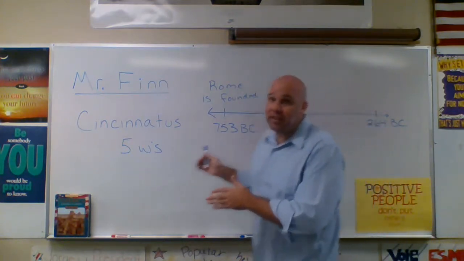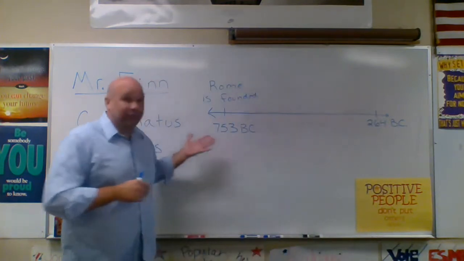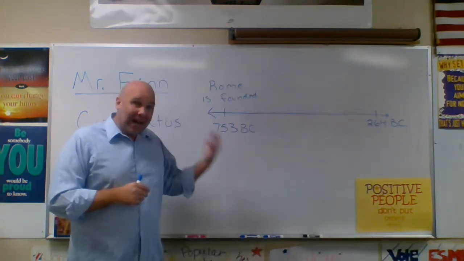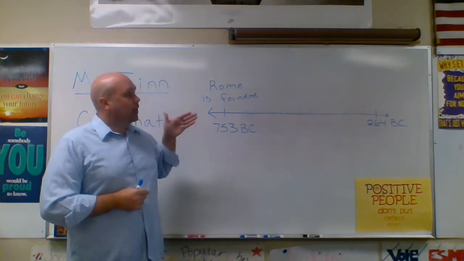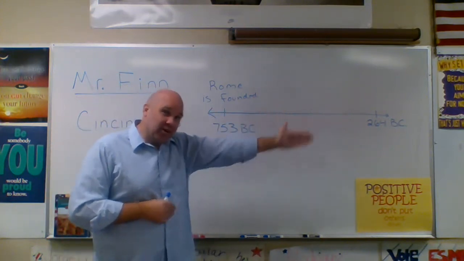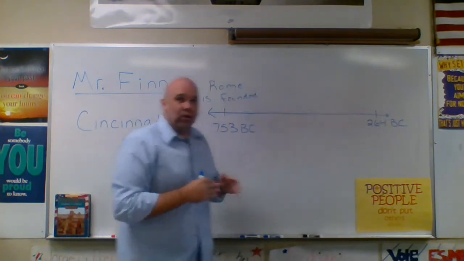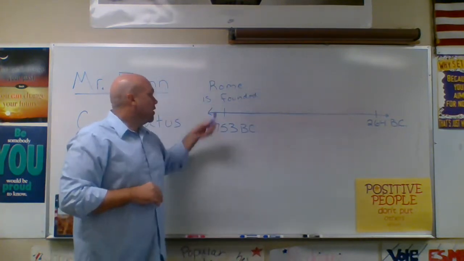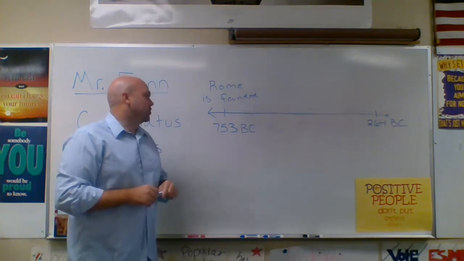Now remember, BC is before we get to zero, before the Common Era. We're headed this way, trying to get to year zero. And once we get to zero, we're going to start going up again towards 2020. But way back, Rome is going to start here.